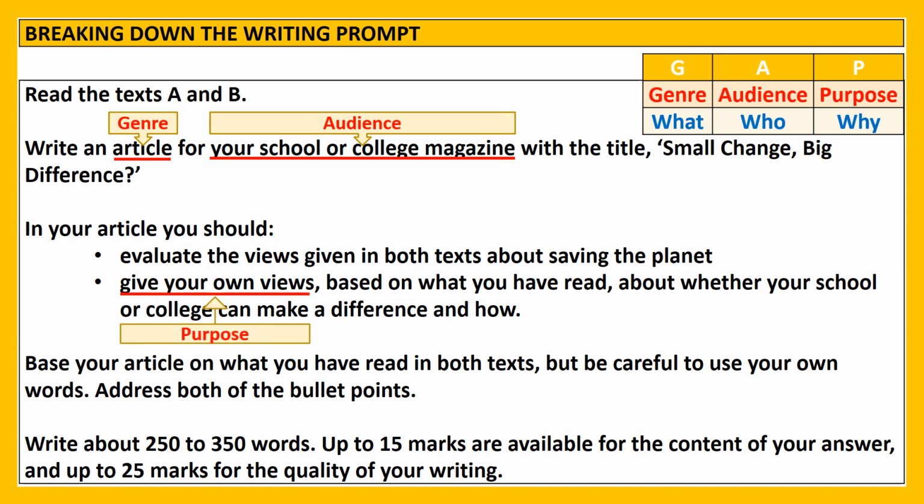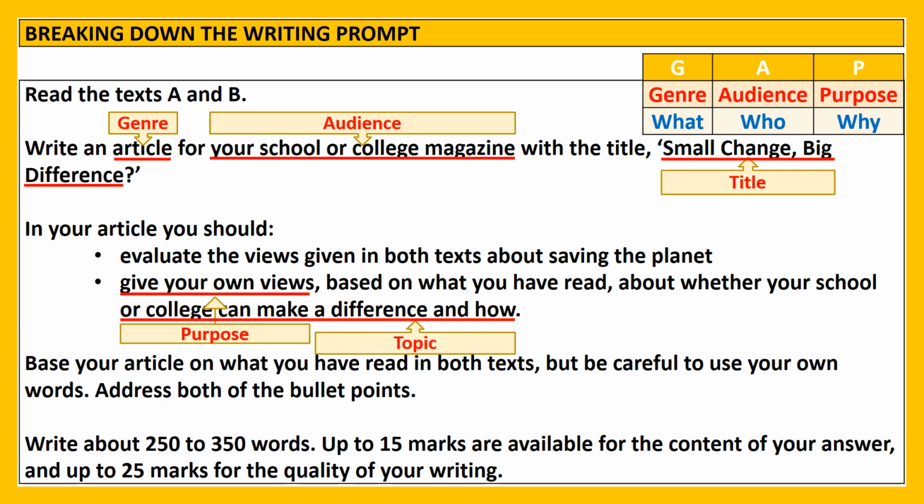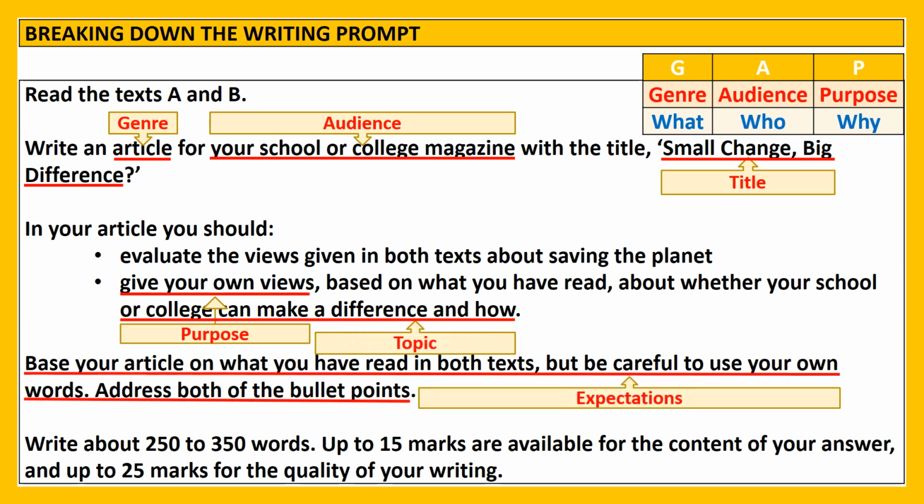Next, determine the title of the article. In this instance, it is Small Change, Big Difference. After that, identify the topic of the article. Here, it pertains to how your school can effect change. Keep in mind several expectations while composing. Your writing should be text-based, articulated in your own words, and address both bullet points.